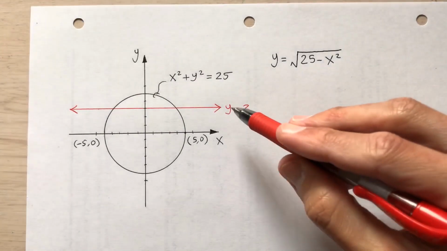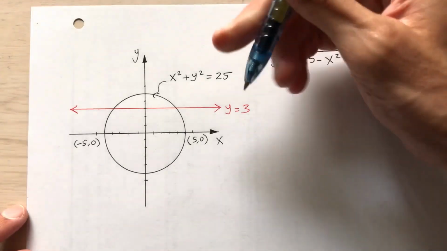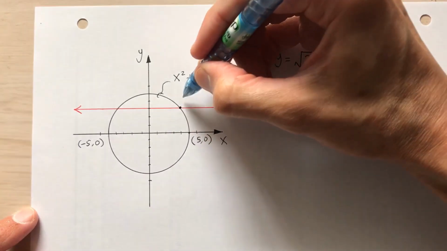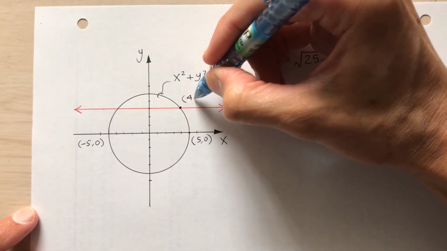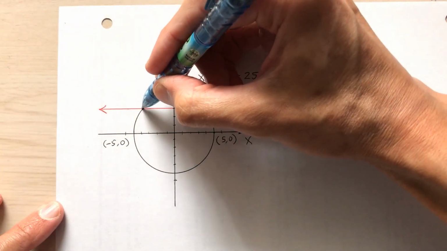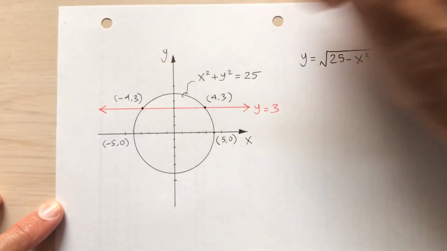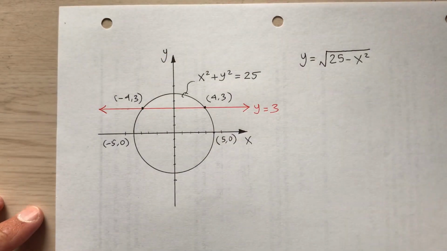Okay, draw a horizontal line. Y is equal to 3. That's the equation of a horizontal line. And now do you know where that intersects the circle? So there's an intersection here. The coordinates of that point are 4, 3. Then over here, the coordinates are negative 4, 3. Okay, how does that look?